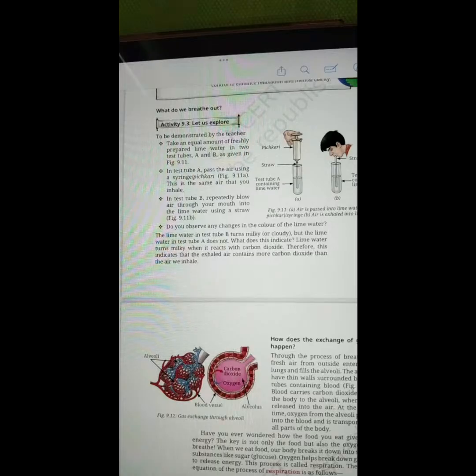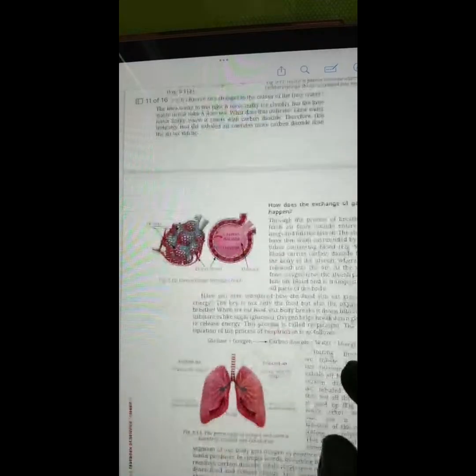The lime water in test tube B turns milky or cloudy, but the lime water in test tube A doesn't. What does this indicate? Lime water turns milky when it reacts with carbon dioxide. Therefore, this indicates that the exhaled air contains more carbon dioxide than the air we inhale.